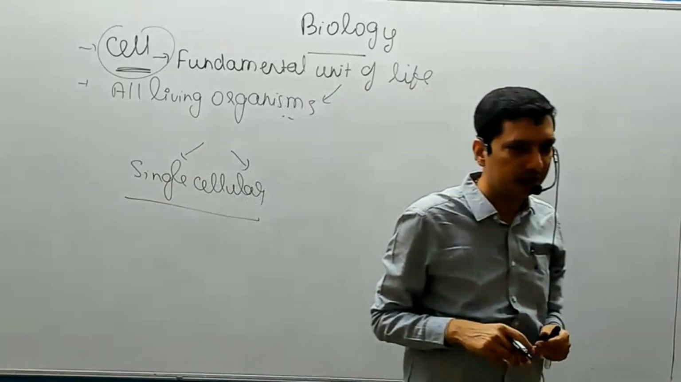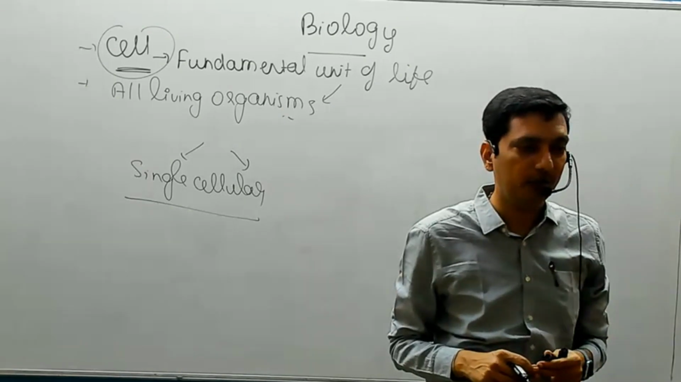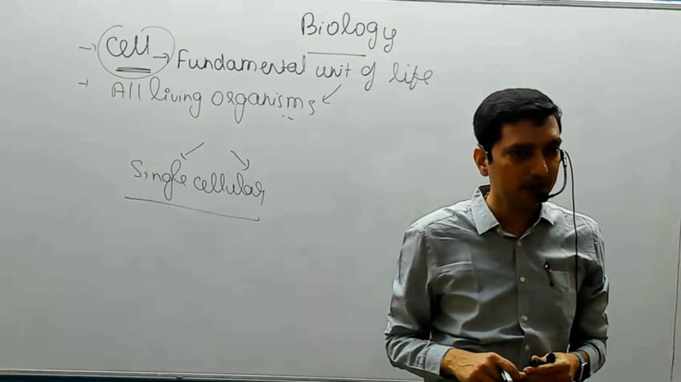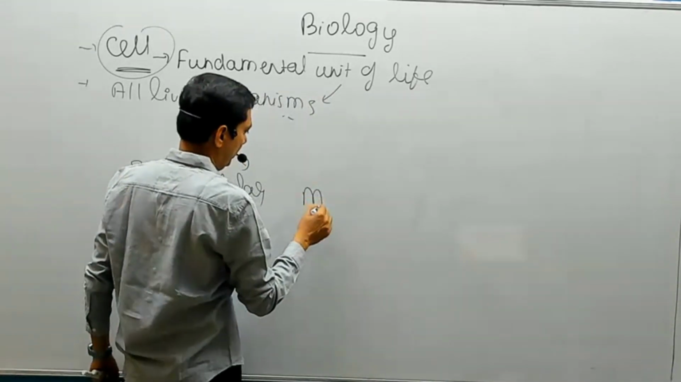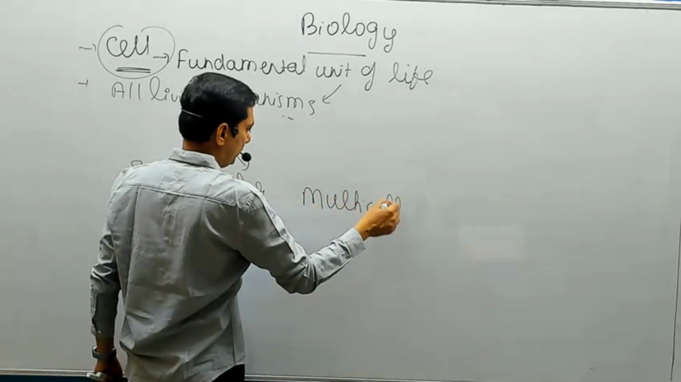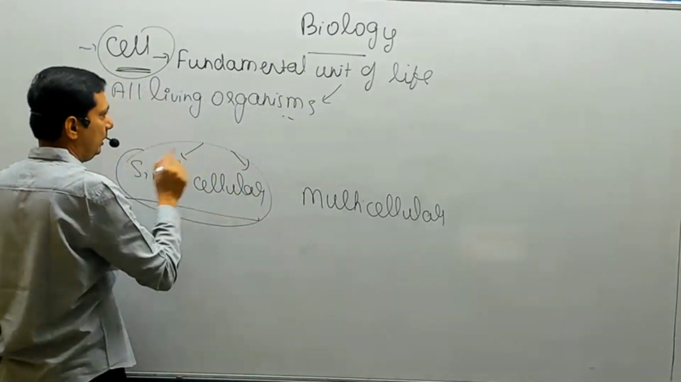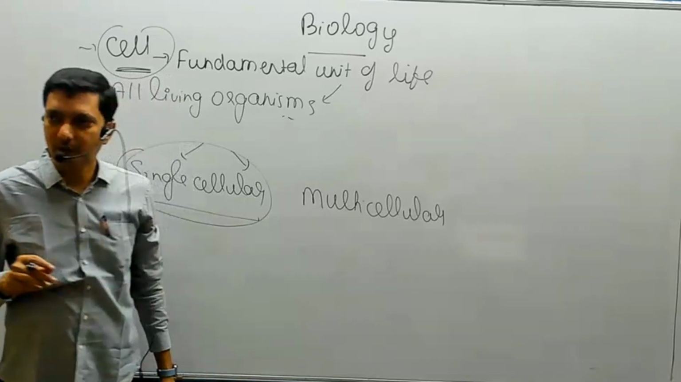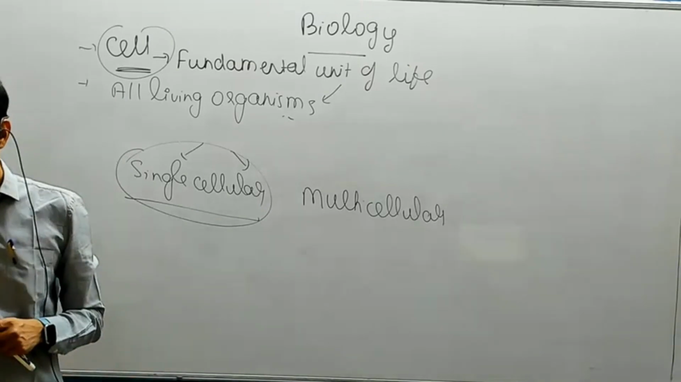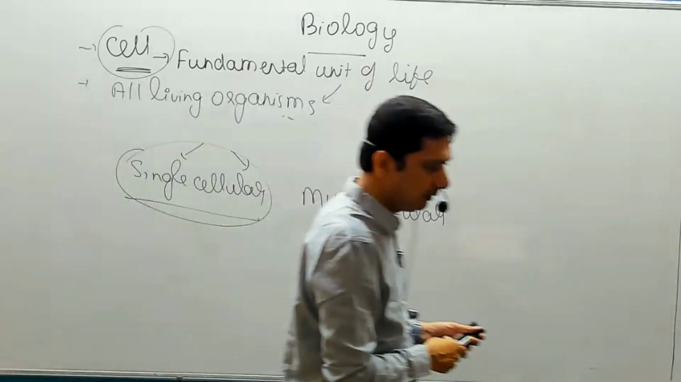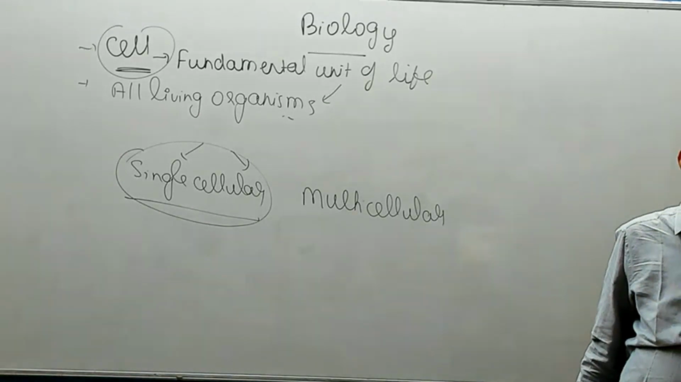How many cells do we have in us? Many, right? Actually, trillions of cells we have in our body. Are we also single cellular organisms? No, we are known as multicellular organisms. Single cellular and multicellular organisms. So yes, all living forms are made up of cells. Some are only made up of one cell, whereas the others are made up of so many cells. How are these cells organized in multicellular organisms?